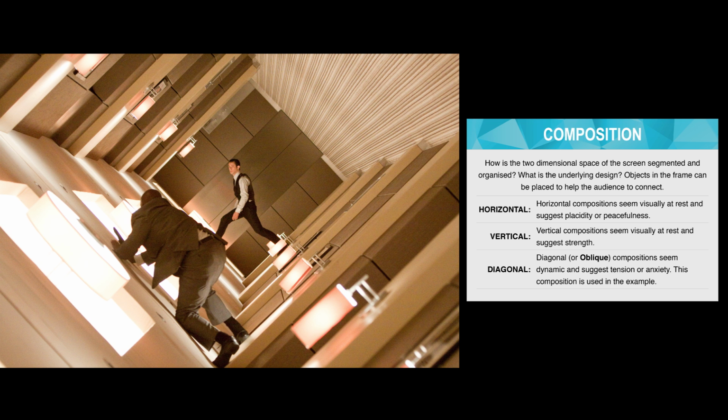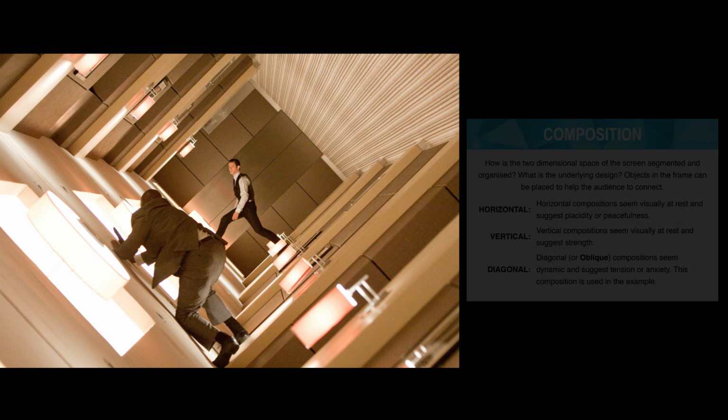So you can see lots of angular lines. It's there to help kind of disorientate us when it comes to this scene. Obviously, when they're spinning around, you want to make people feel that. That's why there's so many lines in there, and hence why it's a diagonal composition.